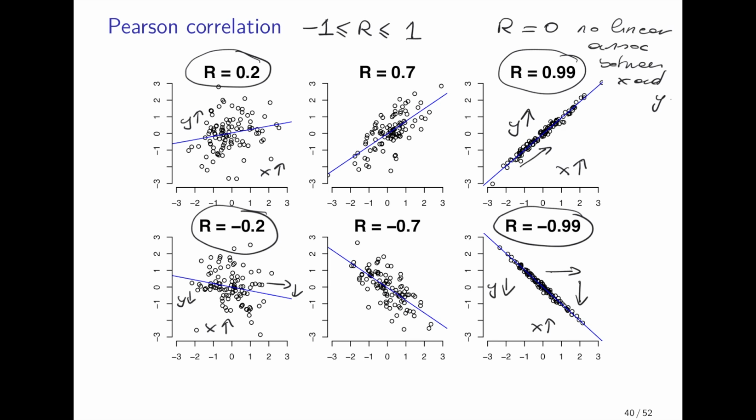Then lastly, here in the middle, correlation 0.7, correlation -0.7. That's a mixture of both. You have a pronounced trend in the data. For positive correlation, again, x goes up means y goes up. And then for negative correlation, x goes up means y goes down. But it's not as strong as, or it's not as pronounced as either case.